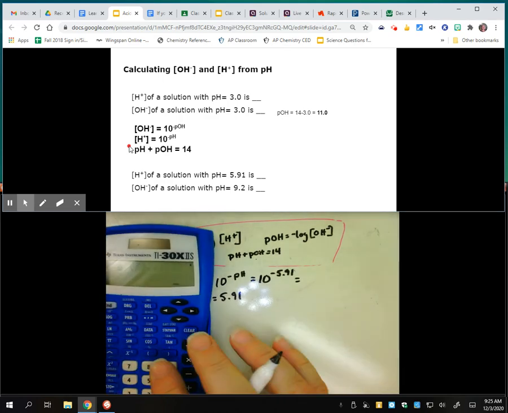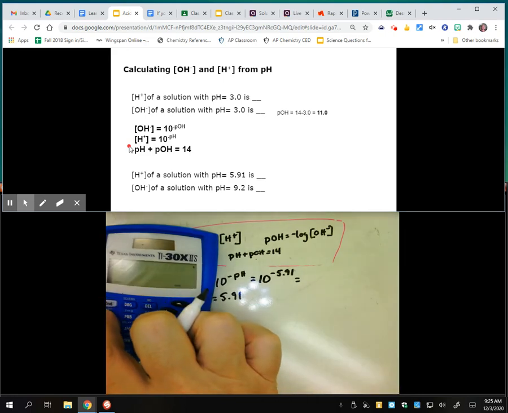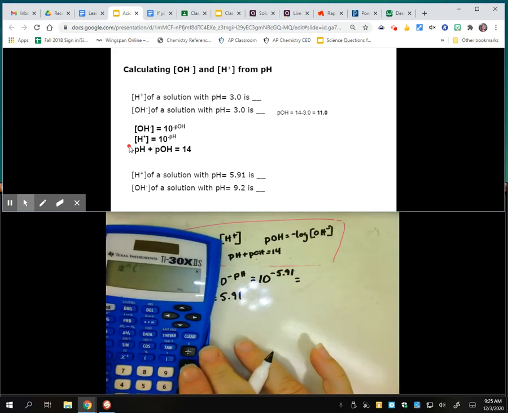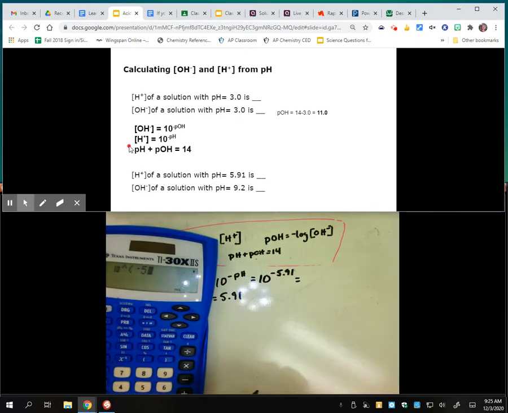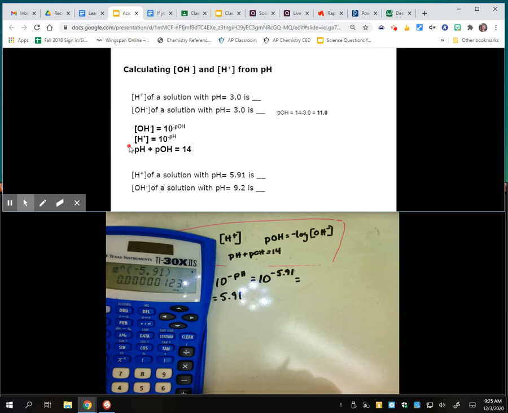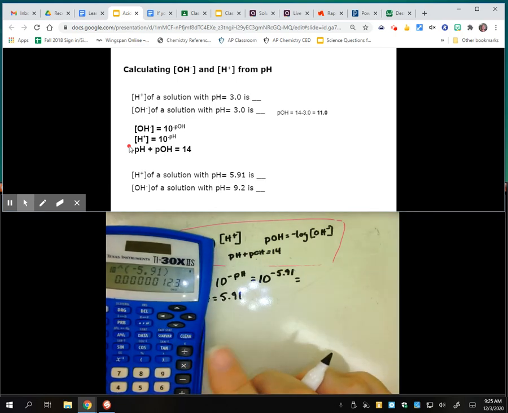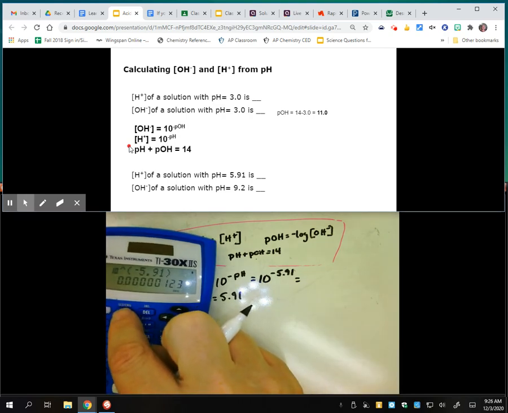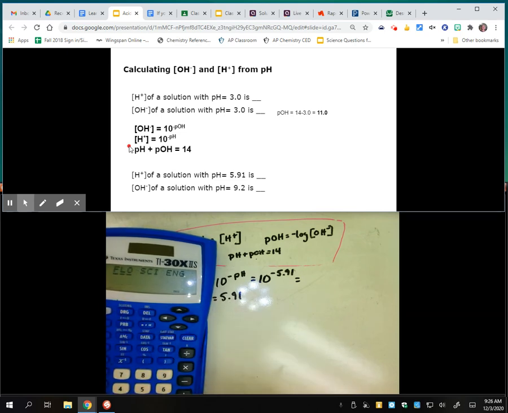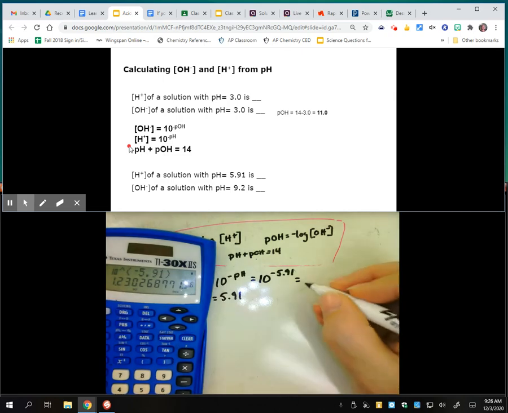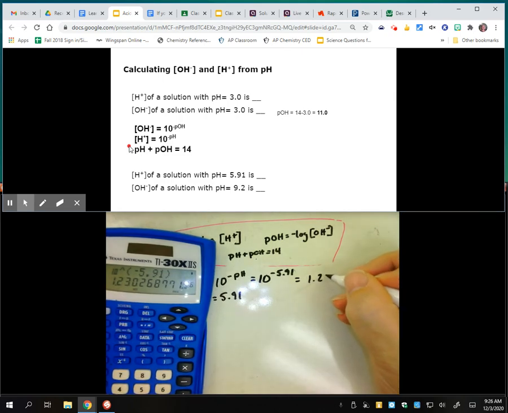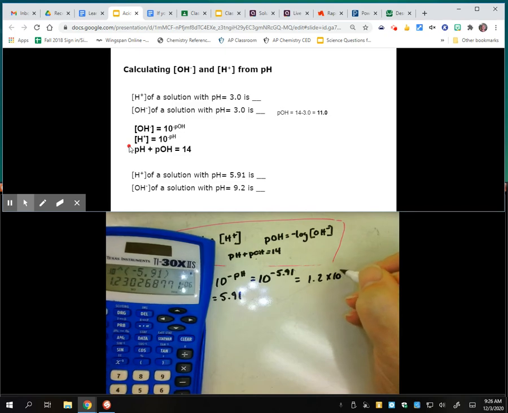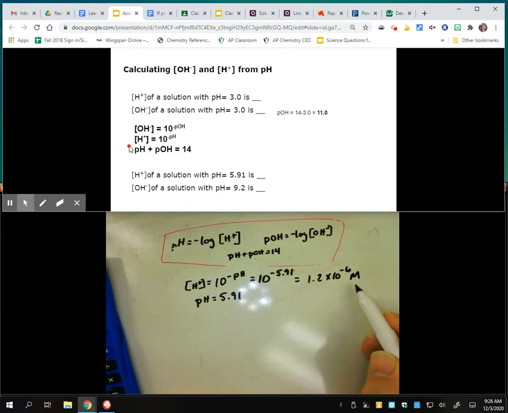So I start over, second log, and that gives me 10 up caret, and then it's going to be negative 5.91. I'll end my parentheses there, and I get a long number in scientific notation. Now I can count how many times I had to move the decimal to get it in scientific notation, or I can change it into scientific notation using my calculator, and that's going to give me 1.2 times 10 to the negative 6 molar. If it's square brackets, the units are molarity. And so that would be my answer there.